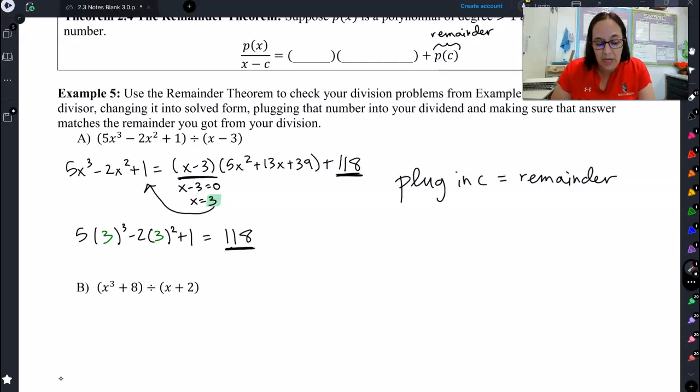I love this check step because it takes about 15 seconds to type that into my calculator, and it can guarantee I get all the points on this question on the exam. It's a very fast, simple check step.